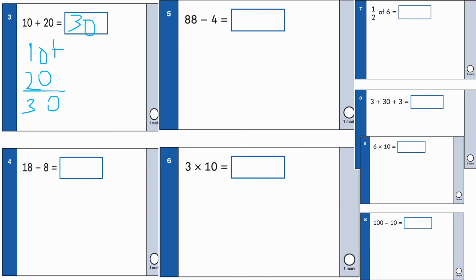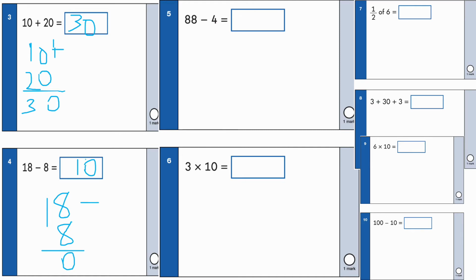This is question number 4. 18 take away 8 or 18 subtract 8. So again, making sure that everything's in the correct place value. 8 take away 8 is nothing, so 0. 1 take away nothing is just 1. So the answer is just 10.